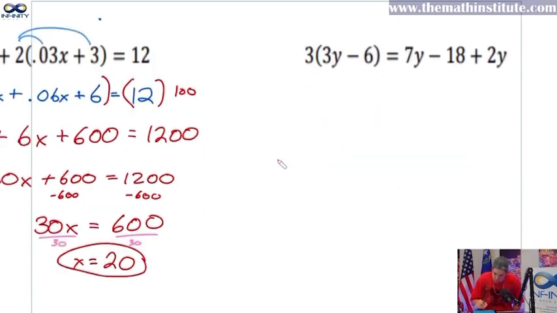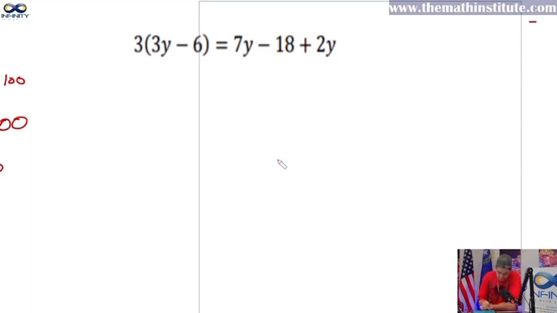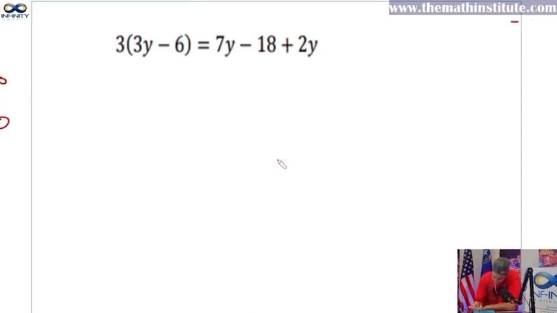Let's do one more before I let you guys go. All right? What am I going to do first on this one? That's right. I must distribute first. So this is given. And then I'm going to do the distributive property. Draw my lovely math humps so I could see it.